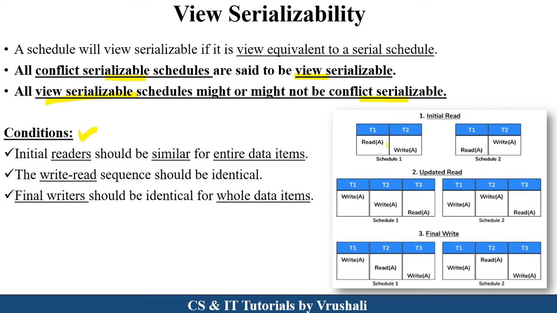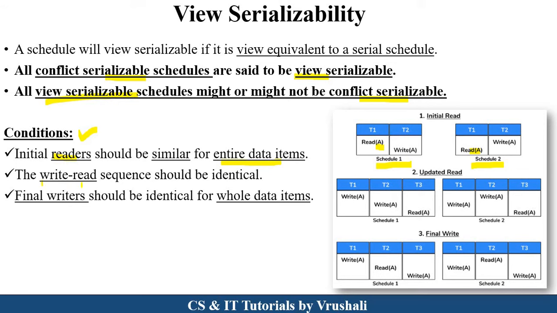Let's take the first example here with the condition. This is schedule 1 and this is schedule 2. There are T1 and T2 transactions. The first condition of view serializability is that initial readers should be similar for the entire data items. In schedule 1, T1 first reads the data and in schedule 2 also T1 reads the data. Means if T1 starts the read operation, then in schedule 2 also T1 starts the read operation on the same data item. Data item means A, B in this way. This is the first condition.